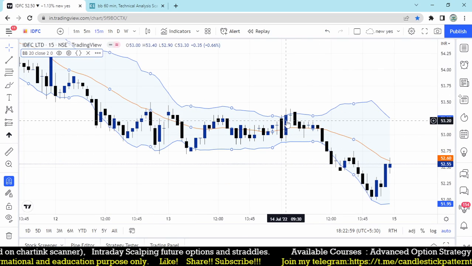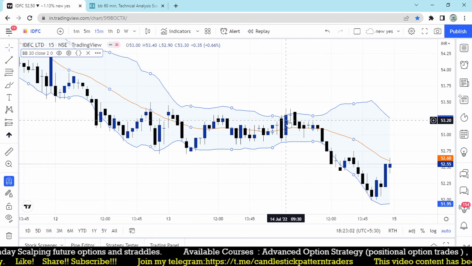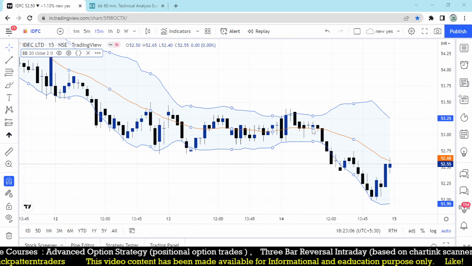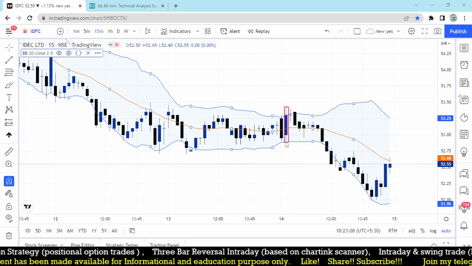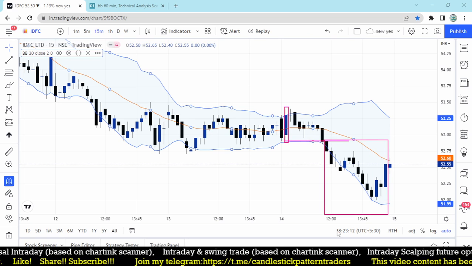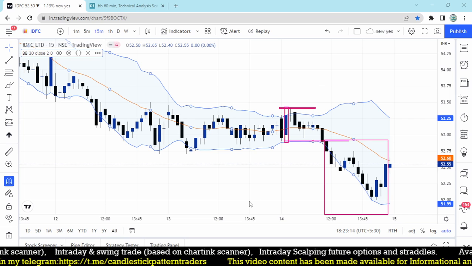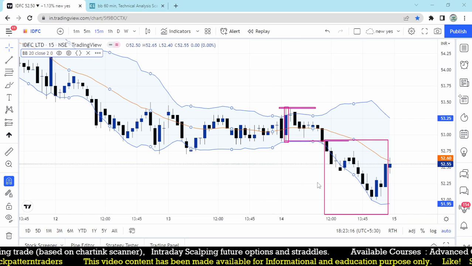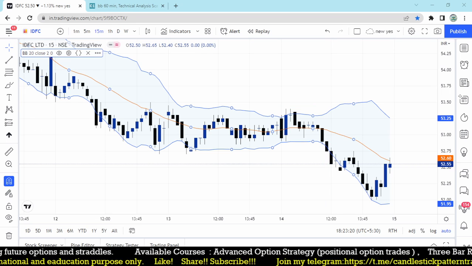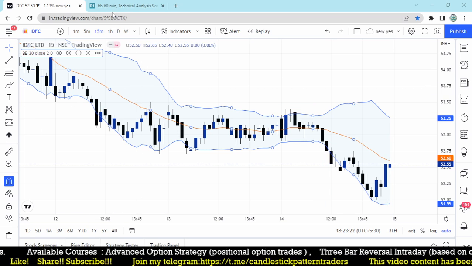This was IDFC at 14:30, and this high is around 54.4. The high is not broken. Today there is another opportunity in 15 minutes. It broke the low at this point and fell down, but the high is not broken, so there is no opportunity to buy. So it is a breakout either upside or downside, we can track both ways. That was another opportunity in IDFC.